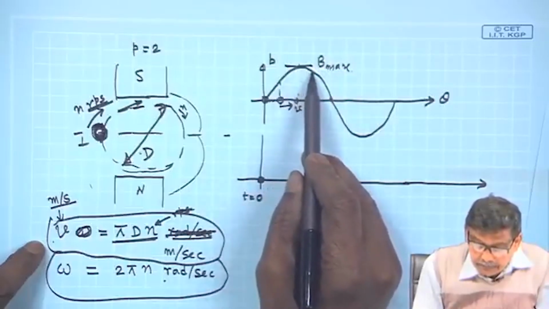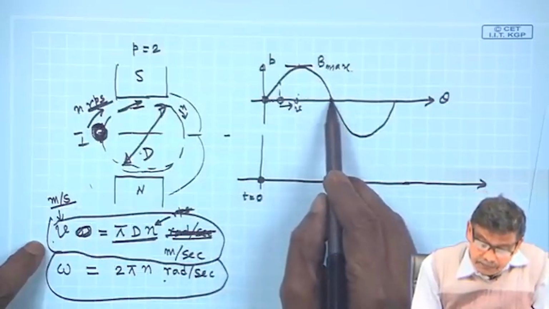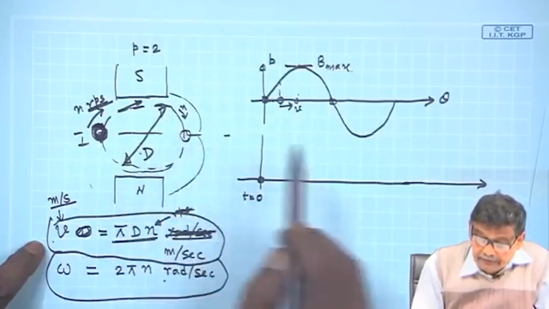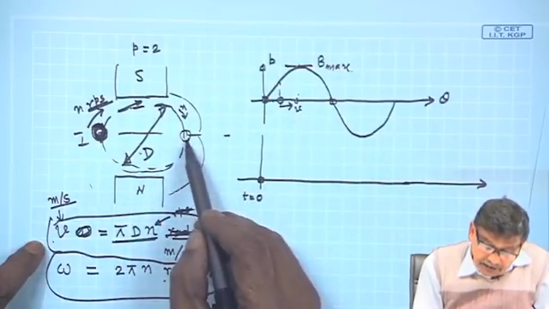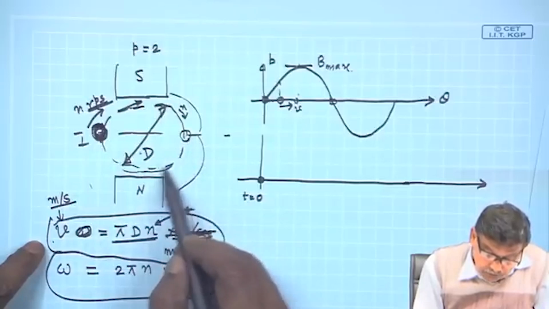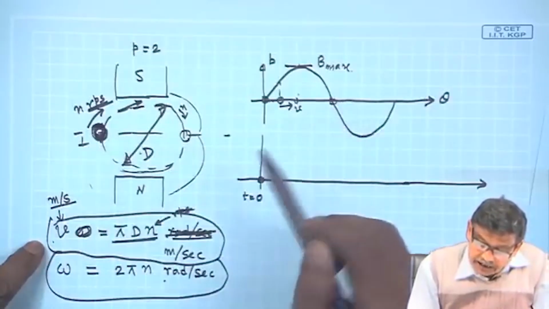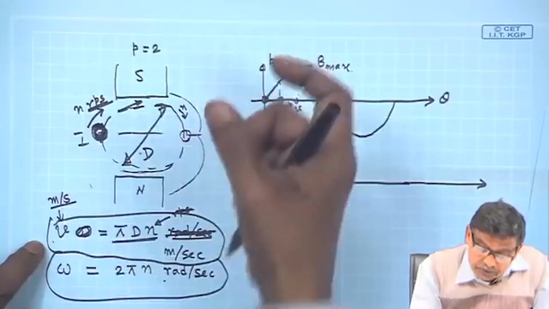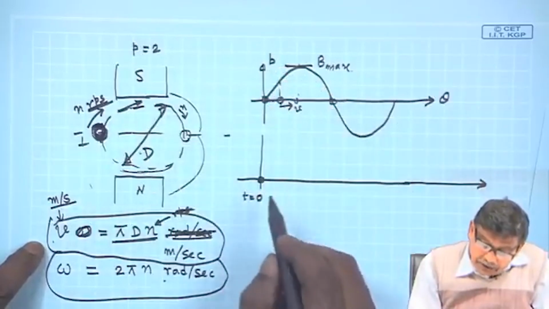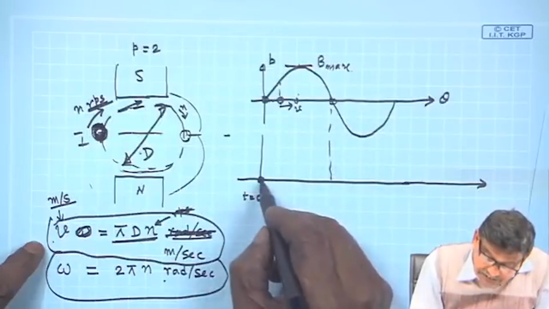Then it will come here, it will have maximum voltage corresponding to B max. Then once again voltage polarity remains same, but strength is decreasing. It will become 0 here when the conductor comes to this position, and then when it comes under the influence of the north pole, B reverses. So, induced voltage across the two ends of the conductor reverses. Therefore, induced voltage will also be of this nature.